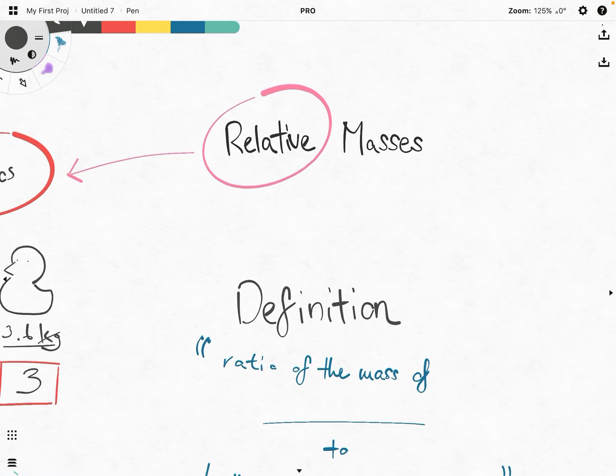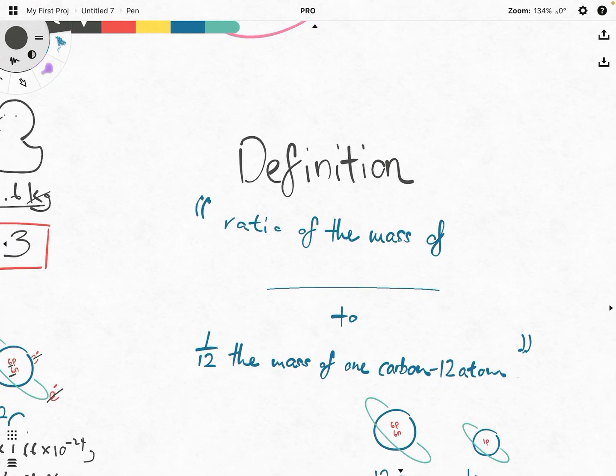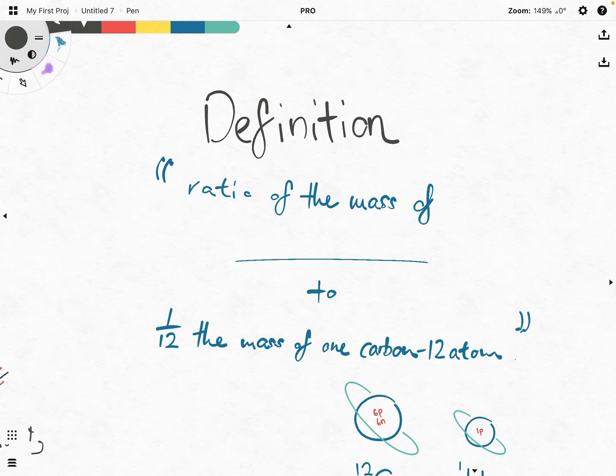Now, next video, we're going to go into a little bit more on the definition of what relative masses are. And then we're going to look at the various types of relative masses. Okay, so stay tuned and see you in the next video.